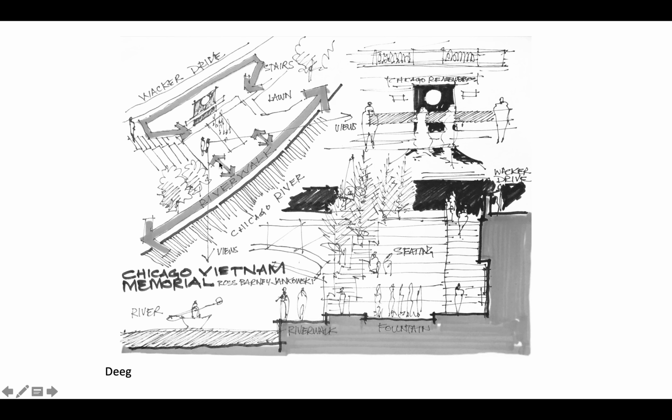So again, this is an overhead, probably an isometric view of the Riverwalk and how the Chicago Vietnam Memorial engages the two levels of Upper Wacker Drive, brings folks down from Wacker Drive down a processional staircase to a water fountain, and then engages the Riverwalk. So we have a lot of different systems that are happening or engaging here that the Chicago Vietnam Memorial does well in terms of bringing people together.